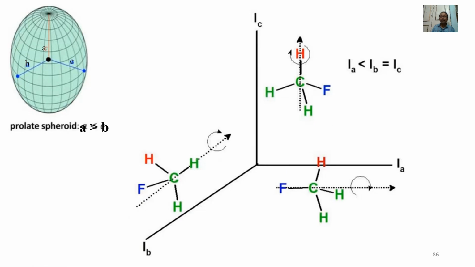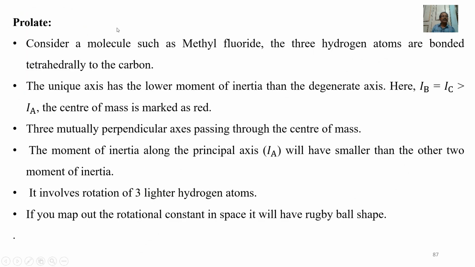Consider a molecule such as methyl fluoride. The three hydrogen atoms are bonded tetrahedrally to the carbon. The unique axis has a lower moment of inertia than the degenerate case in this case. Here, IB, which is equal to IC, is greater than that of IA. The center of mass is marked in red. Three mutually perpendicular axes pass through the center of mass. The moment of inertia along the principal axis, which is IA, will be smaller than the other two moments of inertia. It involves rotation of three lighter hydrogen atoms.